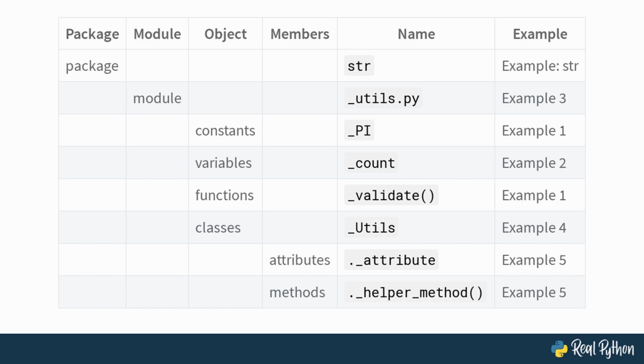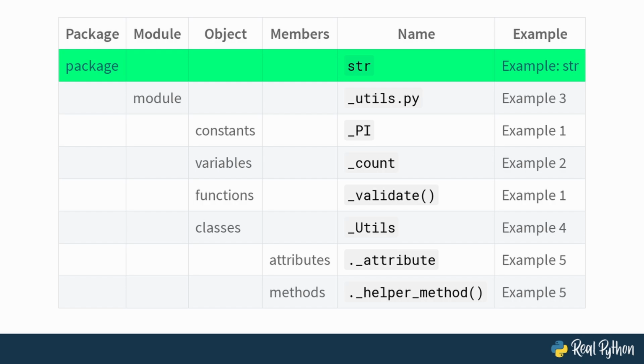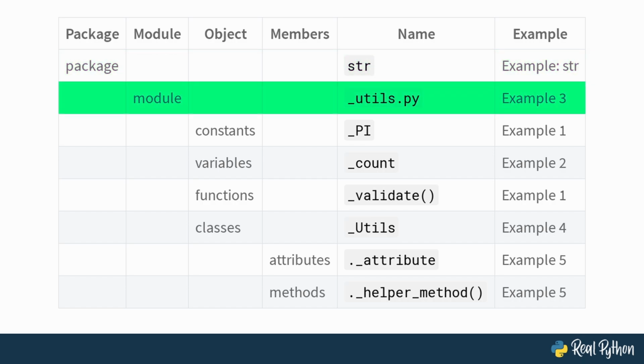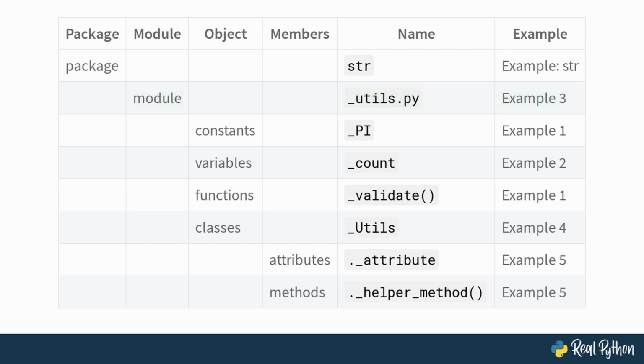So here's a table that is roughly representing the structure of a package. On the left-hand side, you have the package that is the highest level. The way to read this table is a package can have several modules, and a module can have several objects like constants, variables, functions, and classes. And classes can have members such as attributes and methods. And in the name column, we have a number of examples. And then in the example column, there are the examples that we will be looking at. So you will be looking at 5 examples, and you can always come back to this table to get your bearings and to see how these examples are related.